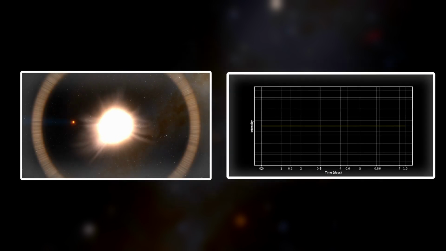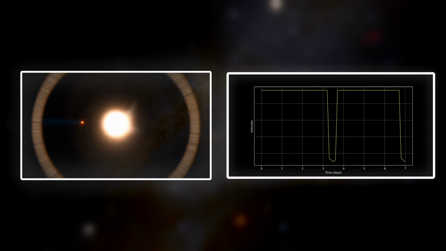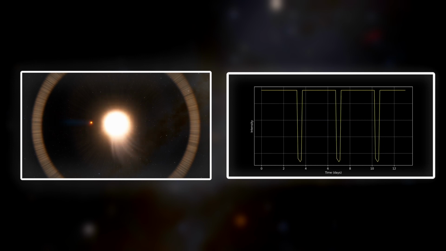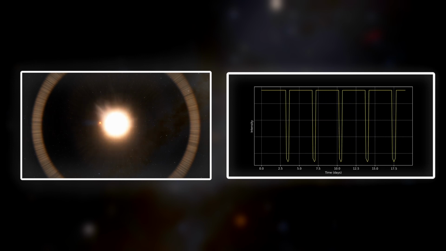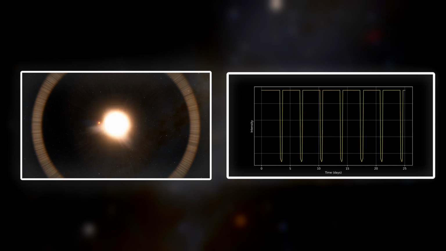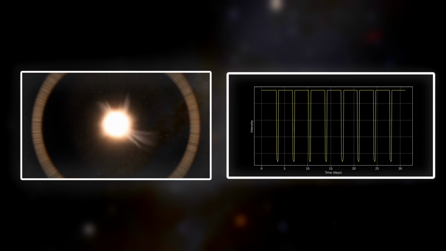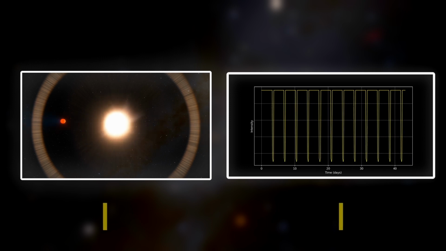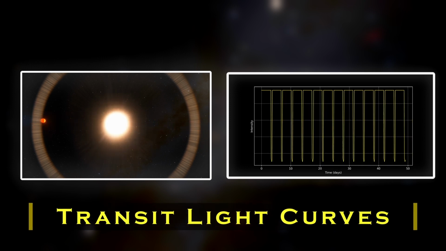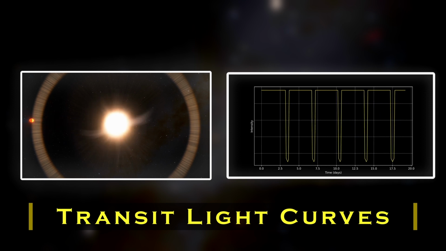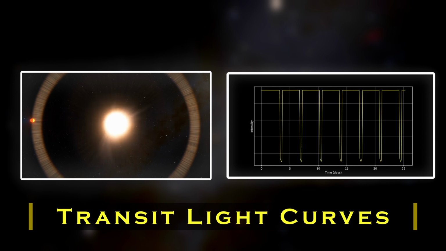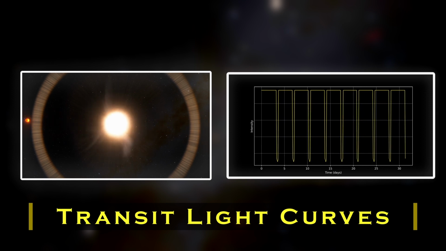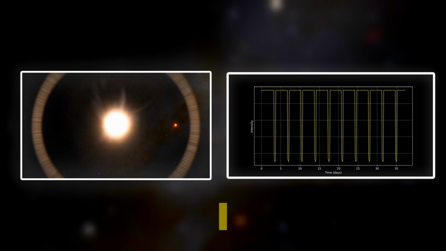Let's add a planet around the star and see what happens to the graph on the right. We can observe that there are slight dips in the intensity. This is happening because a planet is large enough to block a noticeable portion of the light that is reaching us from the star. These graphs are called transit light curves. Transit, because the planet is transiting through our view of the star, and a light curve is basically a graph of the intensity of light versus time.